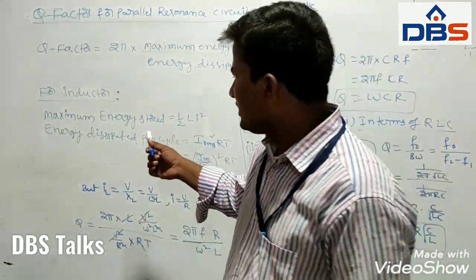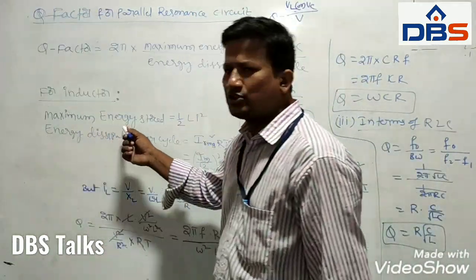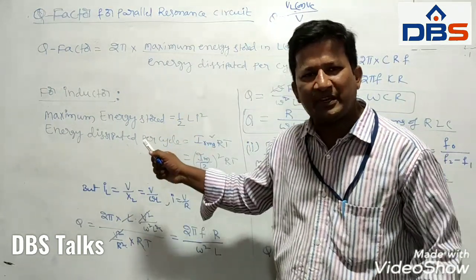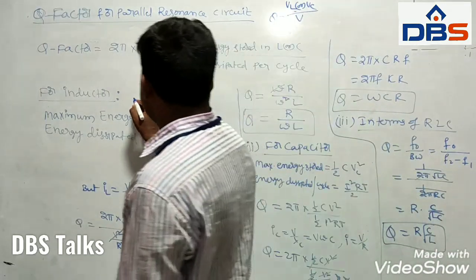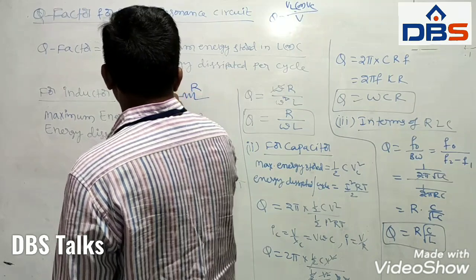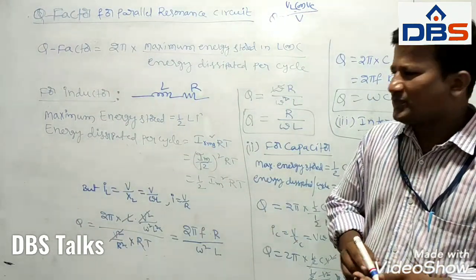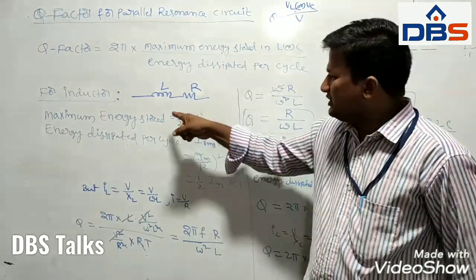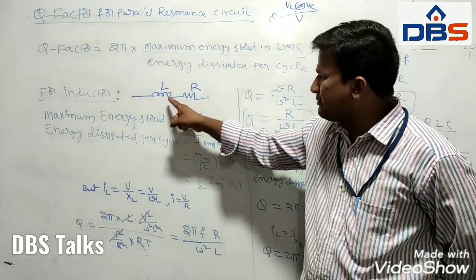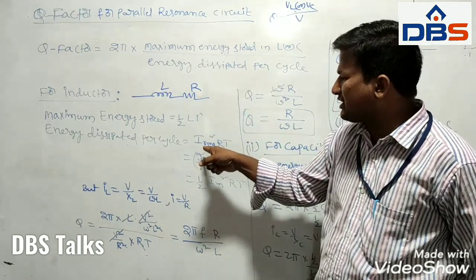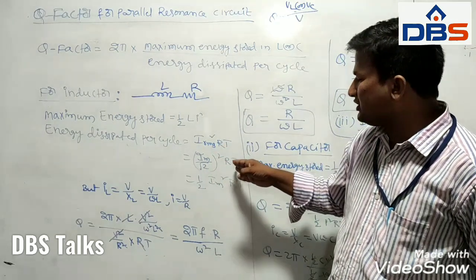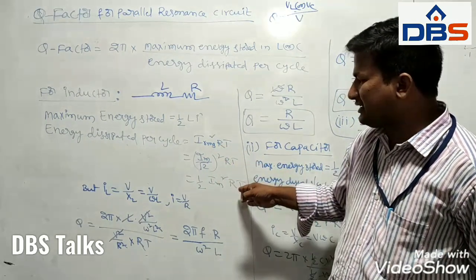How will you see that? For the inductor, the maximum energy stored, as we know, is half L I square, and the energy dissipated in the nearby resistor is... you have considered this a practical inductor. A practical inductor is nothing but an inductor in series with a resistor. The energy stored in the inductor is half L I square. The energy dissipated in the resistor is I RMS square R T, that is I maximum by root 2 whole square into R T, which is half I maximum square R T.